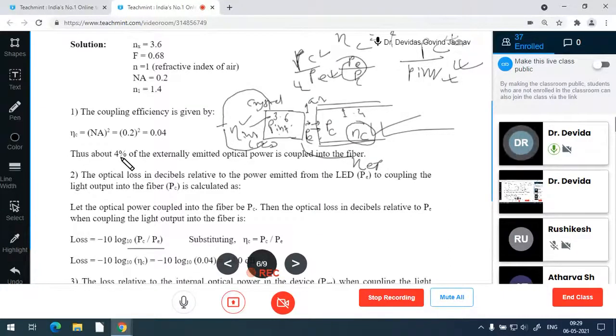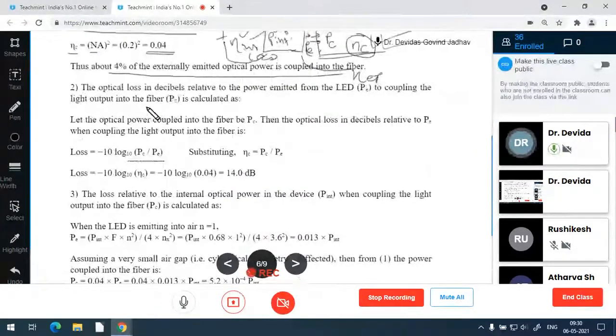Now, we know Nx as the refractive index of the semiconductor, F as the semiconductor-air transmission factor, N as the air refractive index, 1, NA of the fiber is 0.2, and N1, the core refractive index, is 1.4. First is asked the coupling efficiency. Coupling efficiency eta C is NA square, or sine square theta A. NA is given as 0.2, so 0.2 square is 0.04. So the coupling efficiency is 0.04, so 4% of the externally emitted power is coupled into the fiber. This is the first answer.